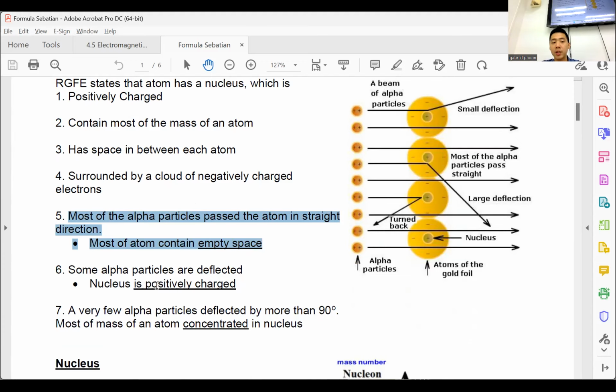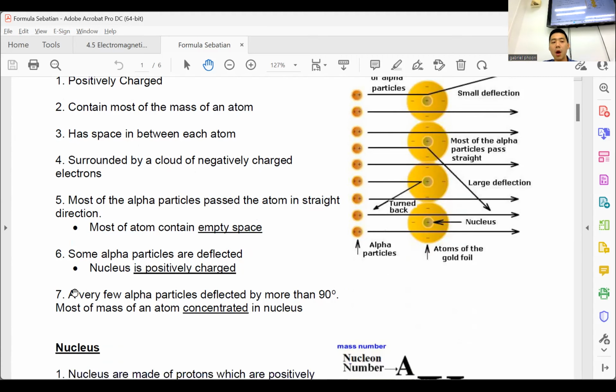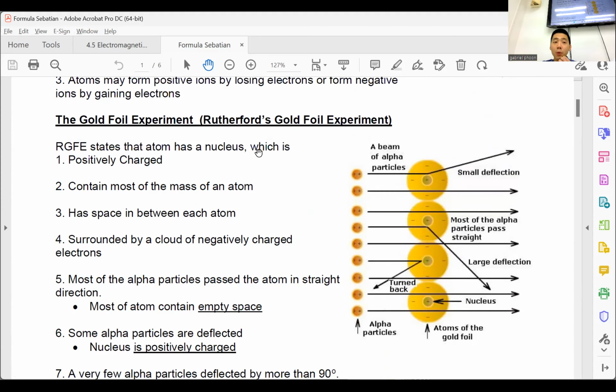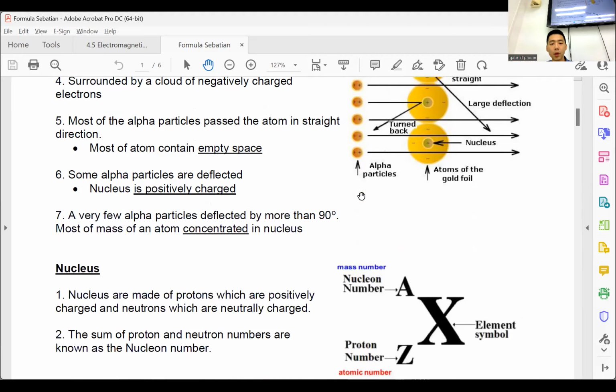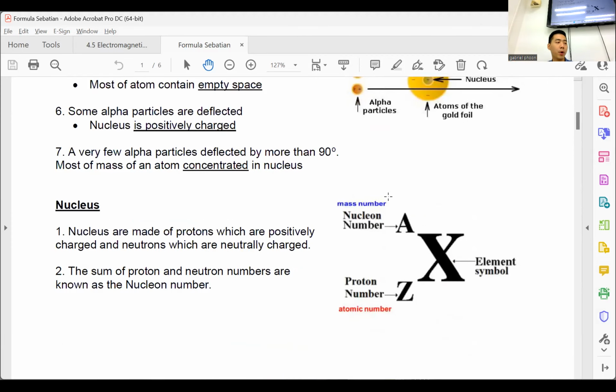This means to say that the nucleus is positively charged, and also most of the mass is contained within the nucleus itself. Very few alpha particles deflect more than 90 degrees because most of the mass of the atom is concentrated in the nucleus. Okay, if you ever see the word Rutherford's gold foil experiment, you better have this diagram in your head. Yeah, right. This only proves two things that I keep saying over and over again: empty spaces, and mass and charge in the nucleus itself.